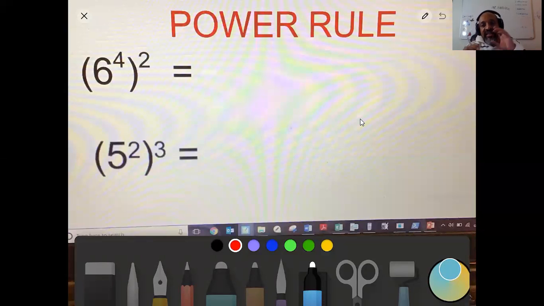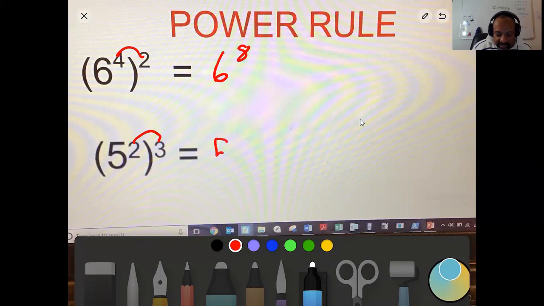Now, the power rule is an exponent that's raised to another exponent. So an exponent raised to a power. You take the two exponents and you multiply. So what we're going to do is take these two numbers and just multiply them. So 4 times 2 is 8. So this is going to be 6 to the 8th power. This is the same thing. You've got 5 as the base, and you're going to multiply 2 times 3, that's 6. So 5 to the 6th power.